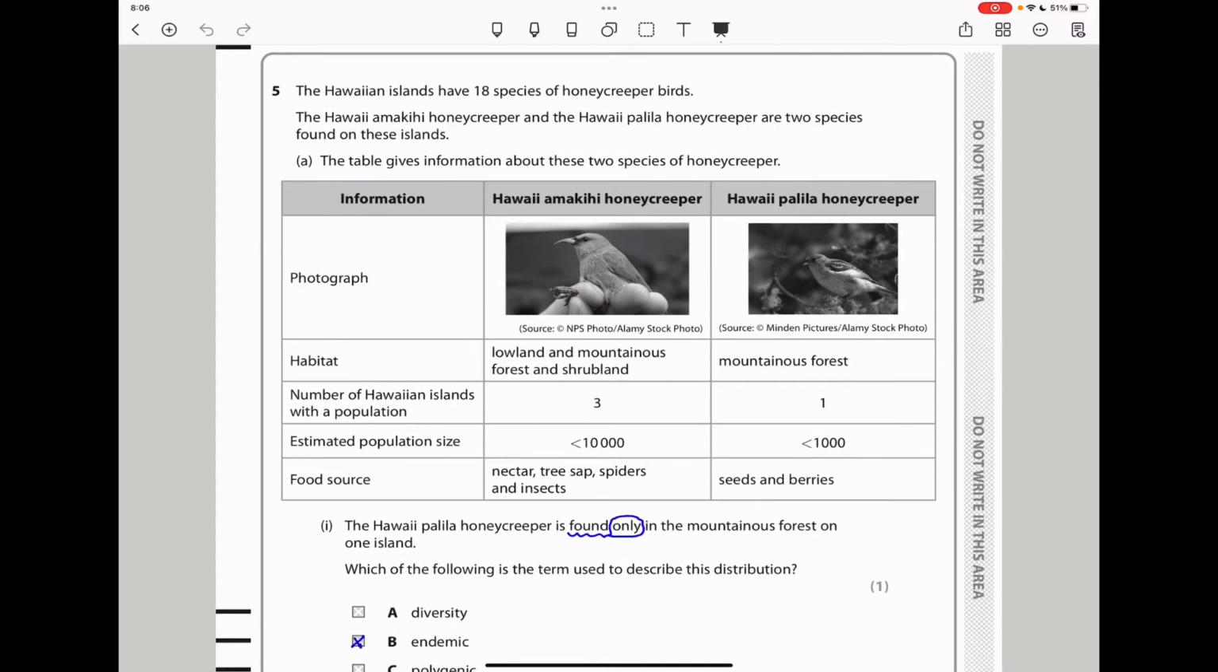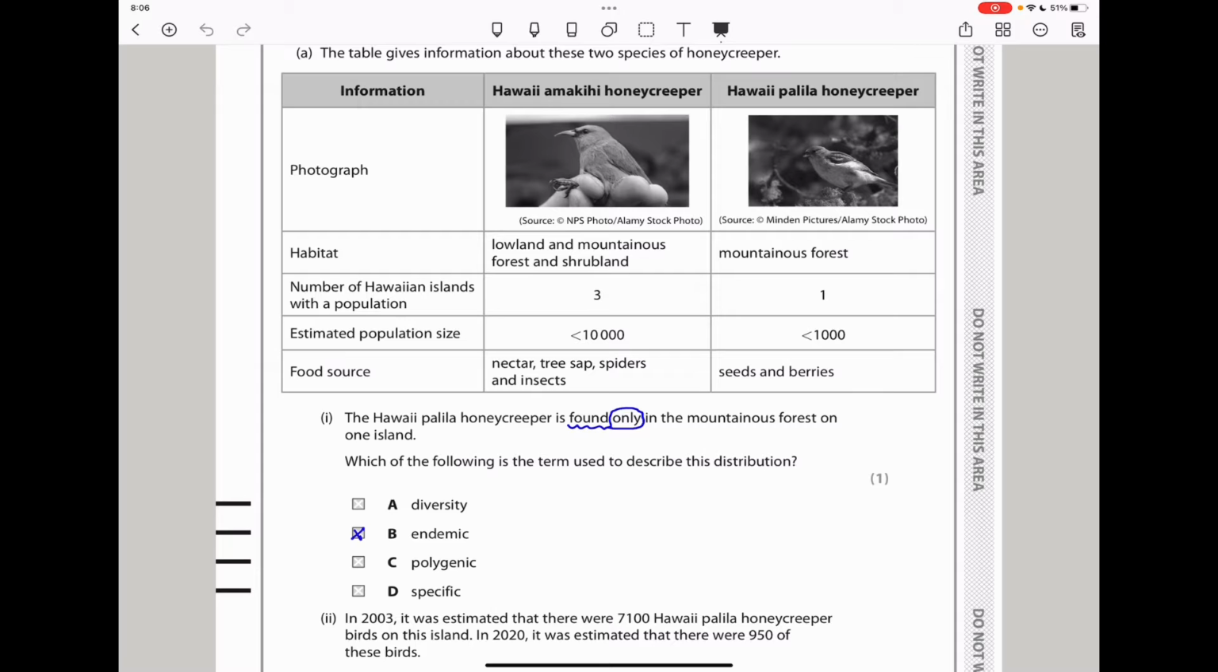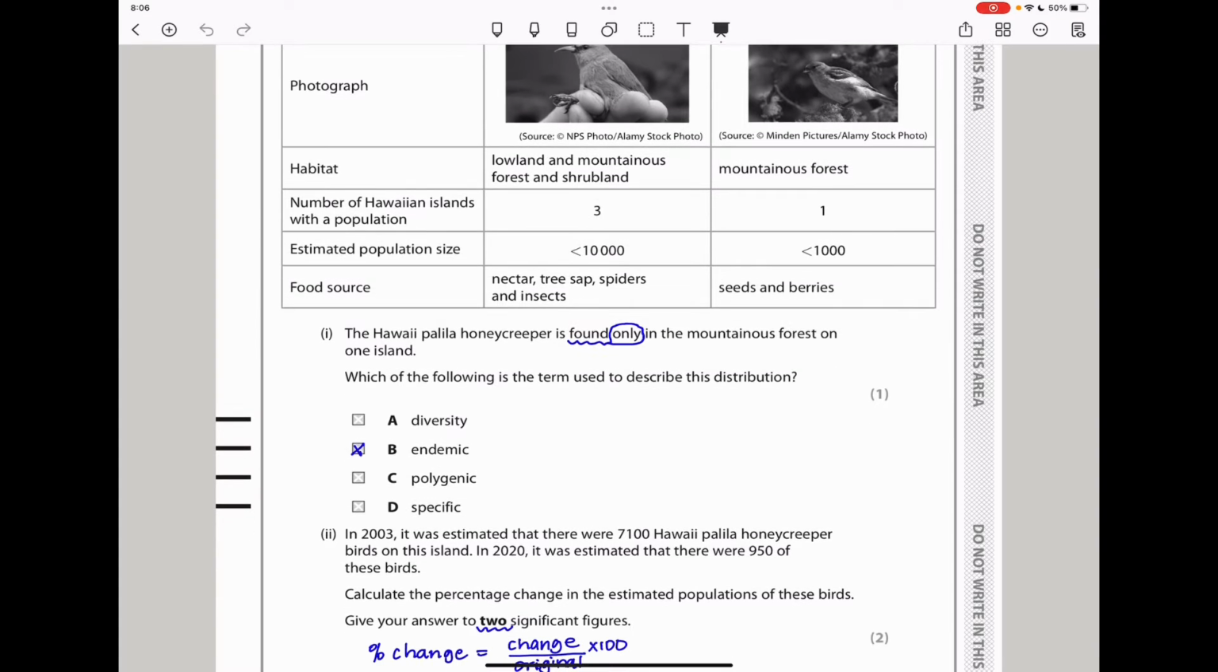The food source, this one here eats nectar, tree sap, spiders, and insects, while this one eats seeds and berries. So this one has a wider variety of food in comparison to that. So moving on, they say, the Hawaii Palila honeycreeper is found only in the mountainous forest in one island. Which of the following is the term used to describe this distribution? Since it's found only in that specific area, it should be endemic to that area. So the answer here should be B.